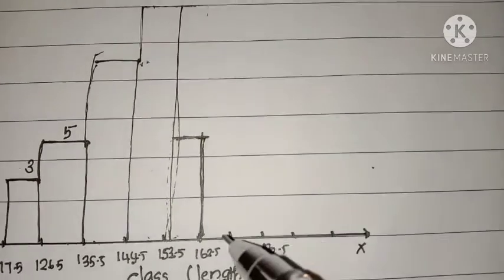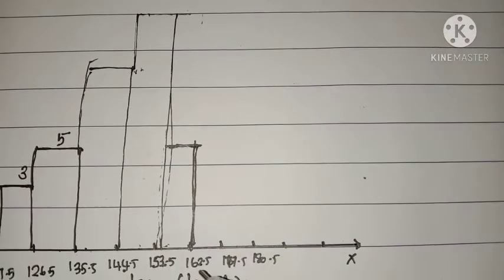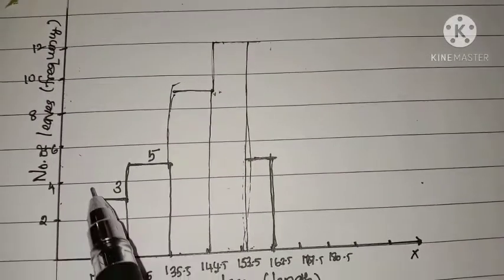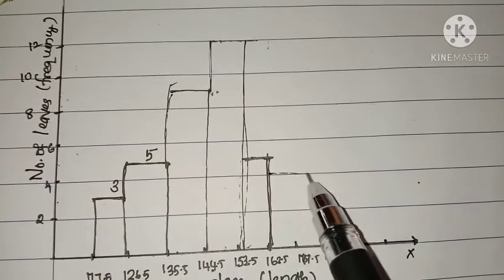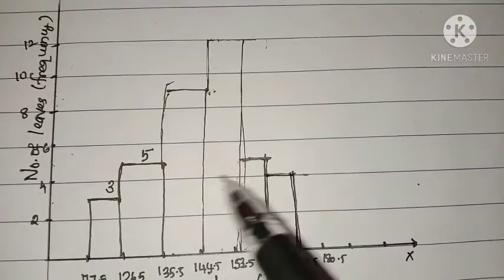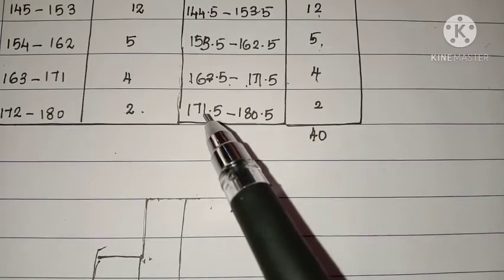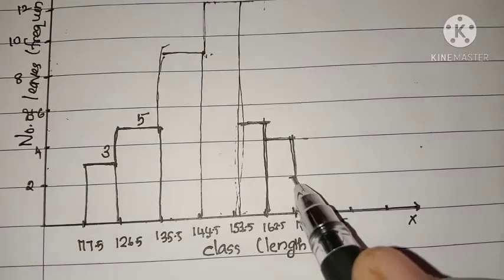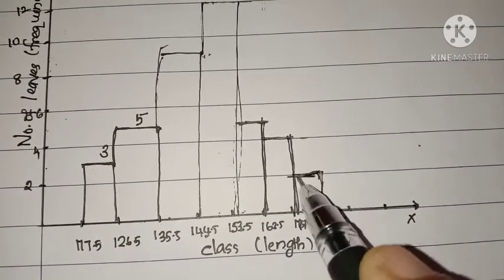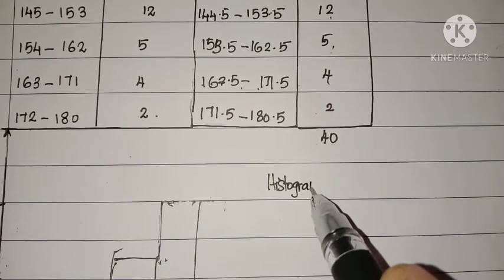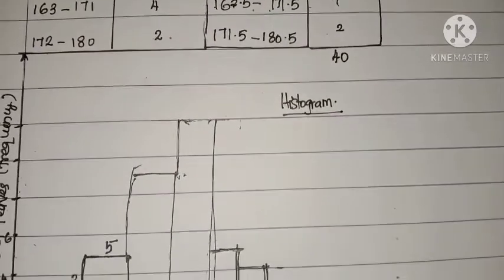Now the next class interval, 162.5 to 171.5, is 4. So 4 means this is the height. And also you have to use graph paper, then you can easily measure these values. And last class, 171.5 to 180.5, is 2. So this is the graph or histogram of the given data. So in this manner we can easily represent the given data as a histogram.